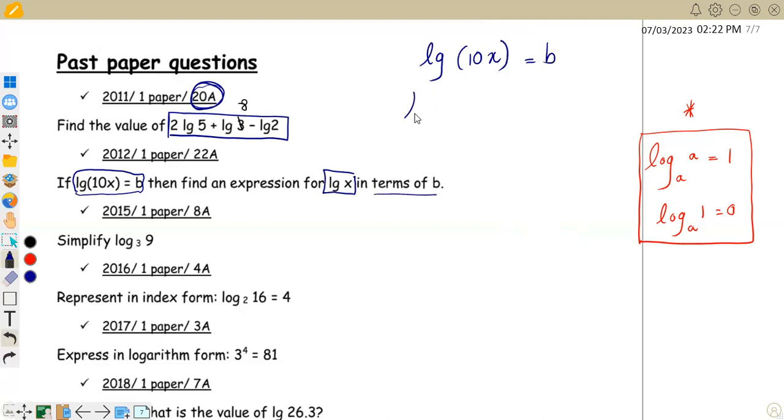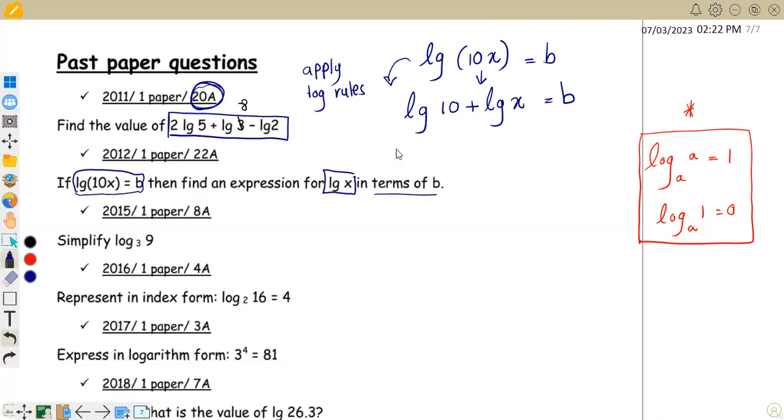Let's see. First of all, let's separate this LG. 10 times x means LG10 plus LGX, because I apply log rules. When you apply log rules, the product is separated as an addition, equals b. The right hand side does not change.